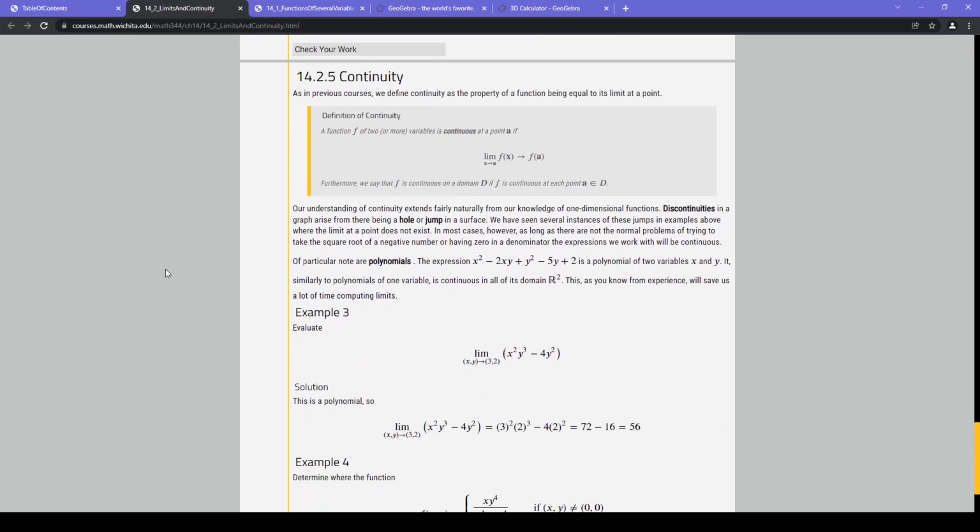And here's the most important part of the section. Continuity works the way that you want it to. If a function is equal to its limit at a point, it is continuous at that point. If a function is continuous at a domain full of points, then we say that it's continuous on that domain, right? And as we all remember from our previous calculus classes, continuity is one of the requirements for differentiability. Differentiability is a harder condition to satisfy than continuity, but continuity is necessary.